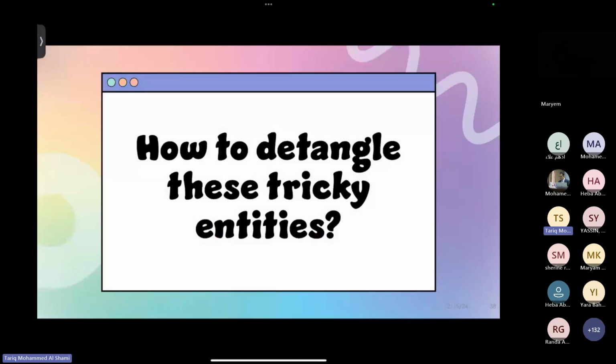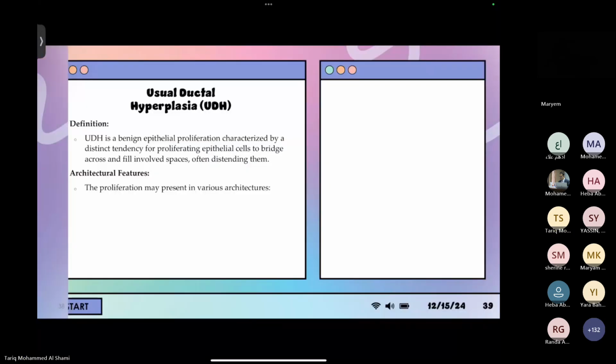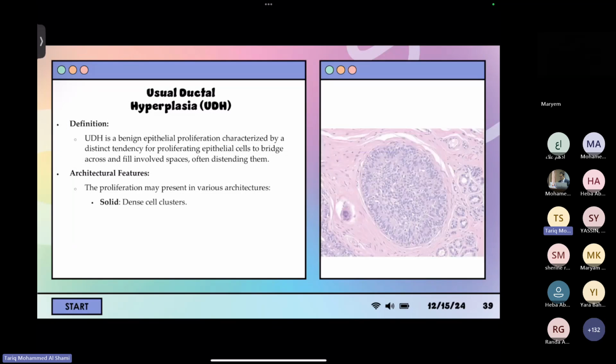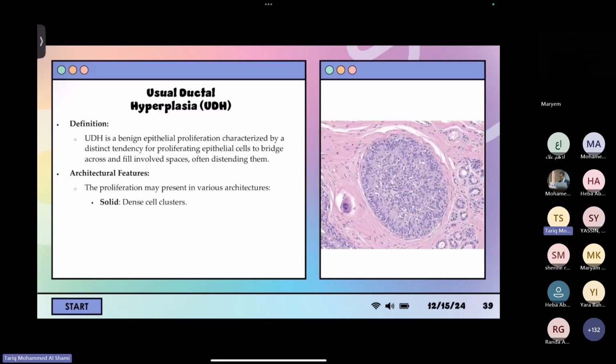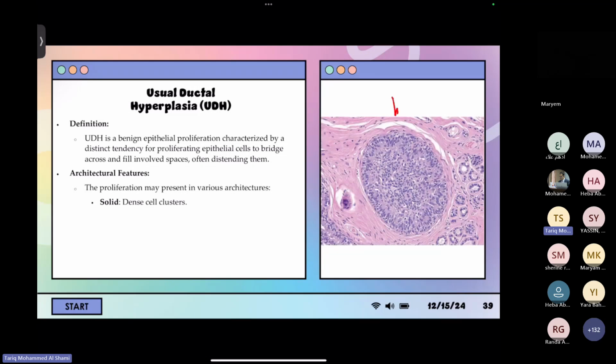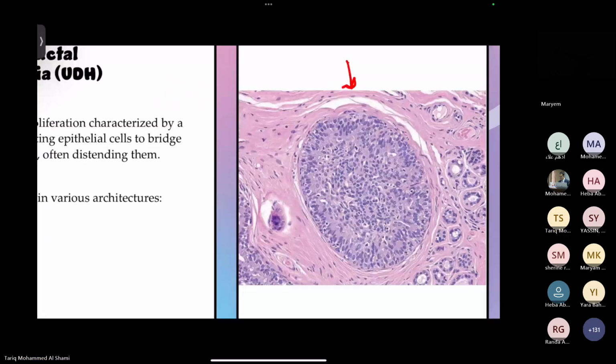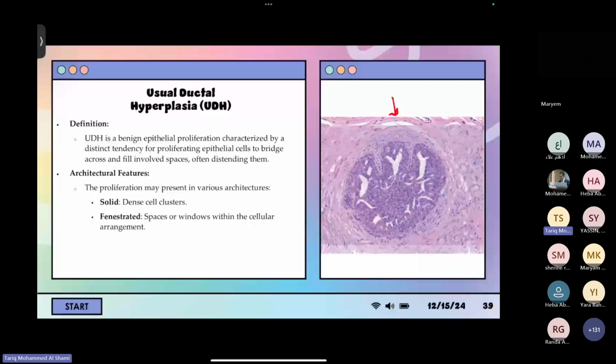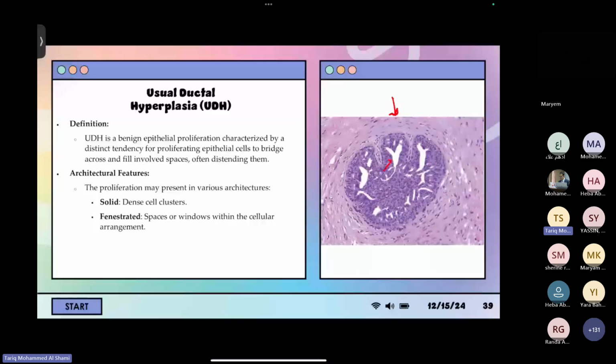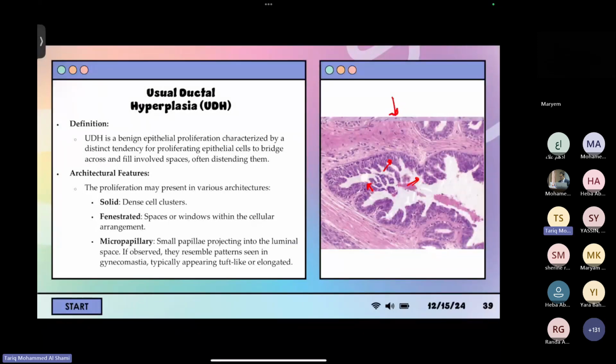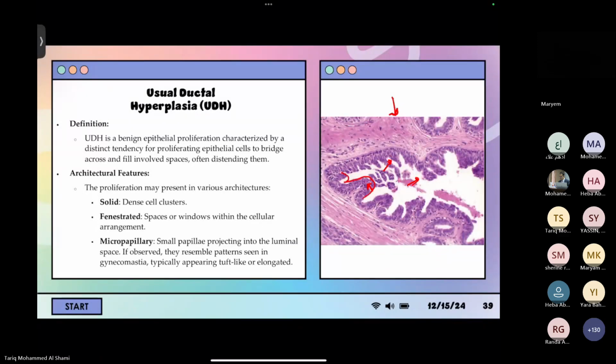Okay, how to detangle these tricky entities? First of all, usual ductal hyperplasia. Usual ductal hyperplasia is a benign proliferation of the ductal epithelial cells in various patterns that may be a solid pattern like this photo, or a fenestrated pattern with these fenestrae and haphazard cells around, or a micropapillary pattern with tufting of the epithelium.